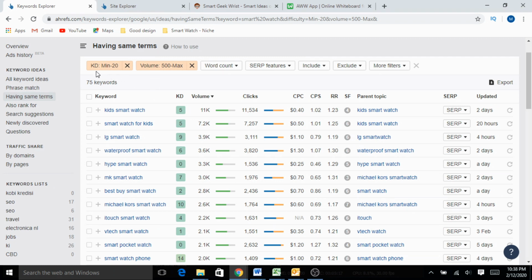Now, keyword difficulty less than 20 and volume more than 500 gives about 75 keywords. This is not too many, but not too few either, so it is okay. That means if you take out all the redundant ones, you can easily get about 50-60 topics here, at least a minimum of 50 topics.